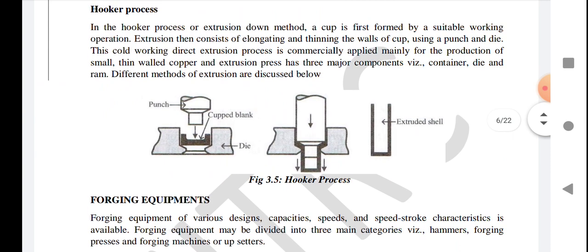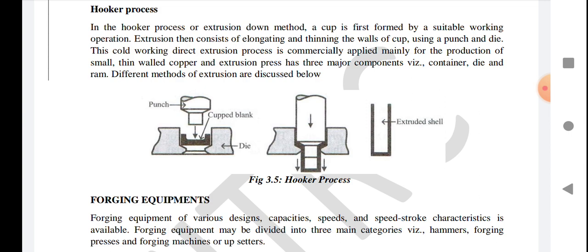Now we move to the Hooker process. In the Hooker process or extrusion down method, a cup is first formed by a suitable working operation. Extrusion then consists of elongation and thinning the wall of the cup using a punch and die. This cold working direct extrusion process is commercially applied mainly for the production of small thin walled copper. An extrusion press has three major components: container, die, ram.